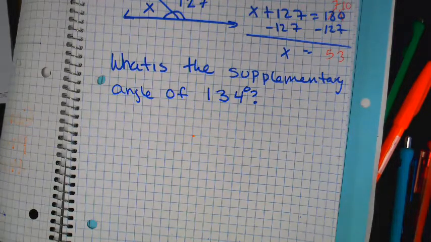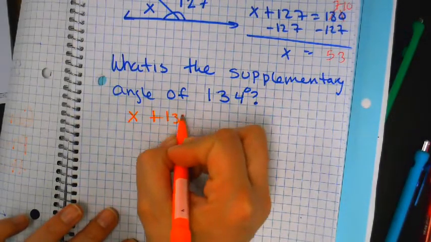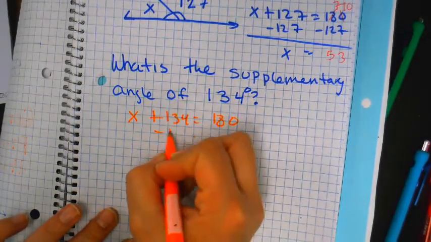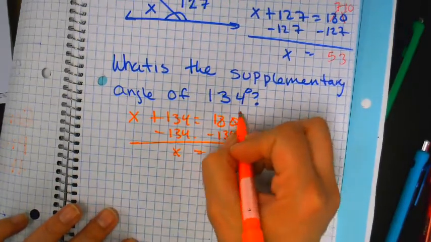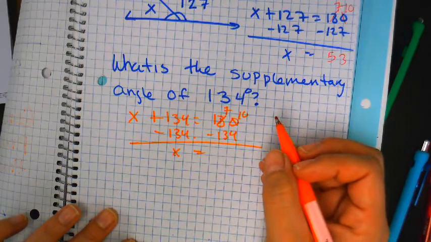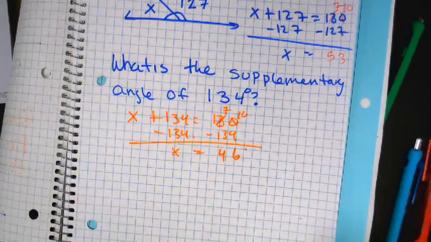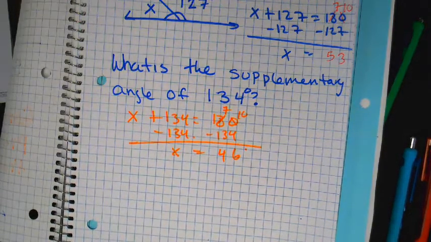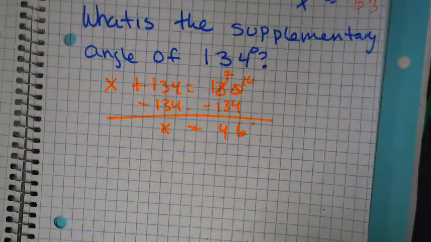Supplementary, so this one is 180, so it would be x plus 134 is equal to 180. I'm having you guys write down the equations. X equals 46. So these become harder because they don't give you the picture. You have to be able to remember which one's 180, which one's 90 without a picture.